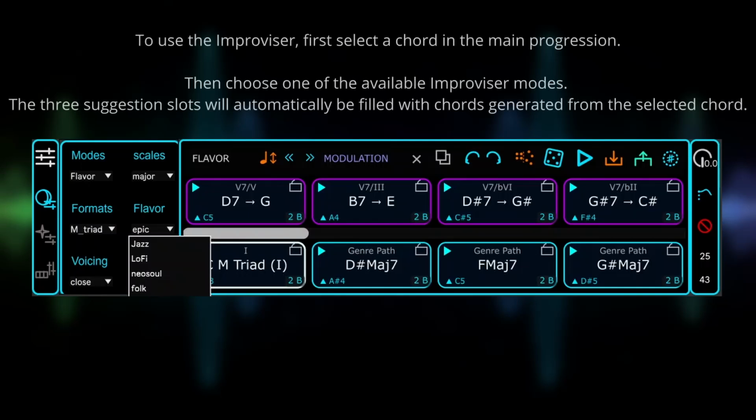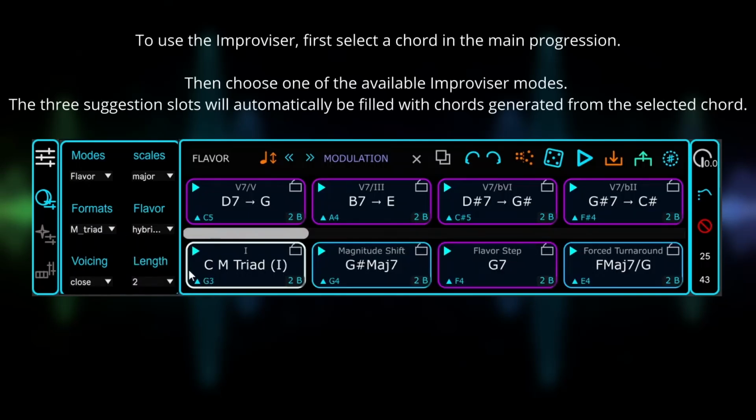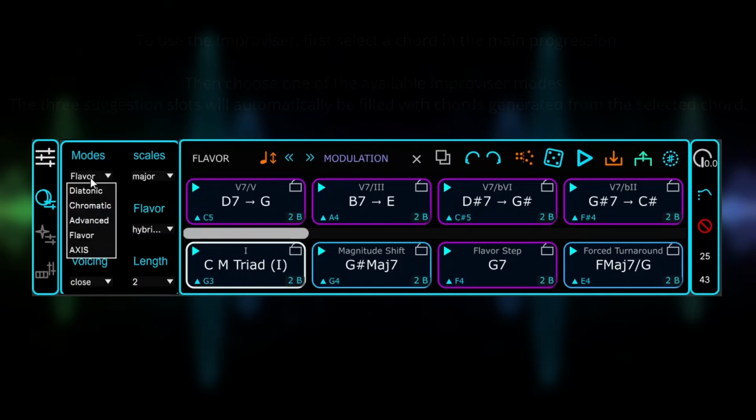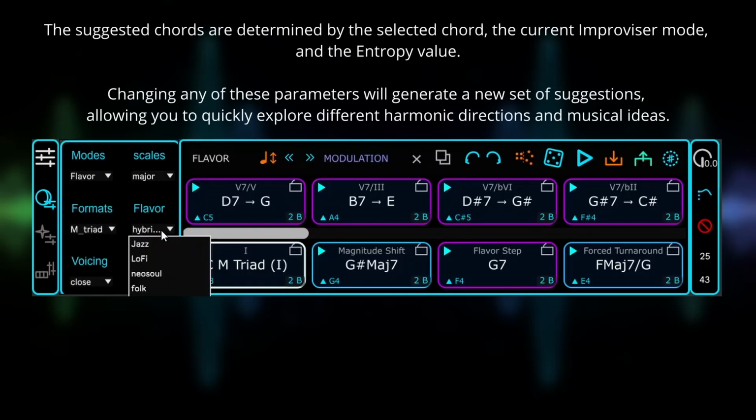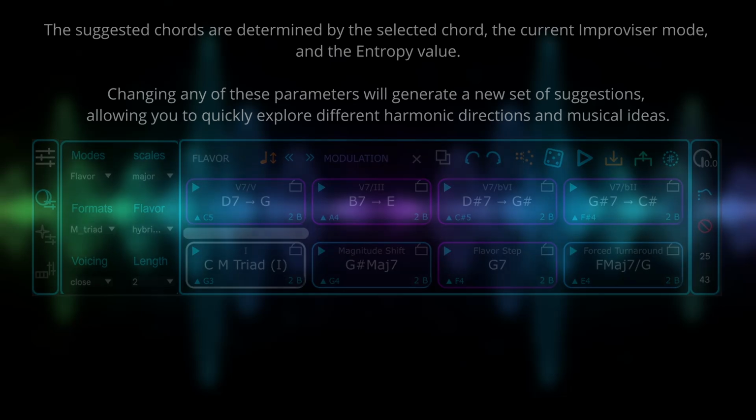To use the improviser, first select a chord in the main progression. Then choose one of the available improviser modes. The 3 suggestion slots will automatically be filled with chords generated from the selected chord. The suggested chords are determined by the selected chord, the current improviser mode, and the entropy value. Changing any of these parameters will generate a new set of suggestions, allowing you to quickly explore different harmonic directions and musical ideas.